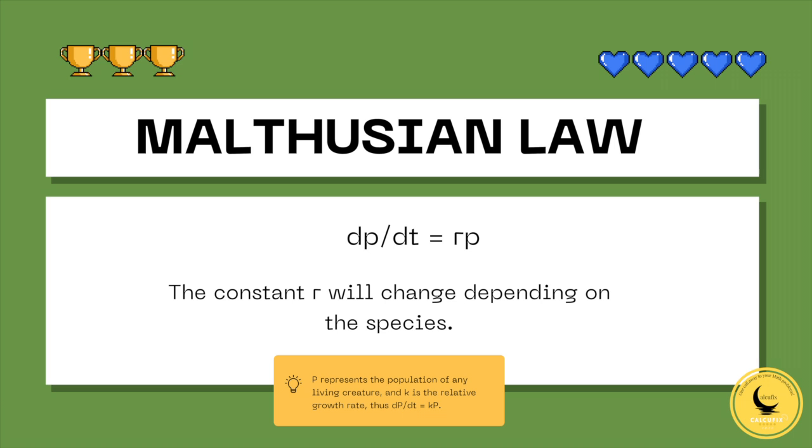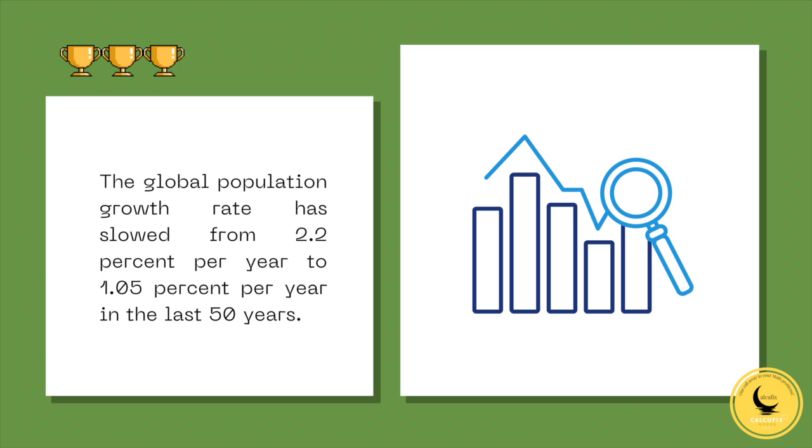P represents the population of any living creature and k the relative growth rate. Thus, dP/dt = kP. Even though human reproduction is below its biological potential, the world's human population is now undergoing exponential increase. From 1 billion people in 1800 to 7.7 billion now, the world's population has grown dramatically. The global population growth rate has slowed from 2.2% per year to 1.05% per year in the last 50 years.